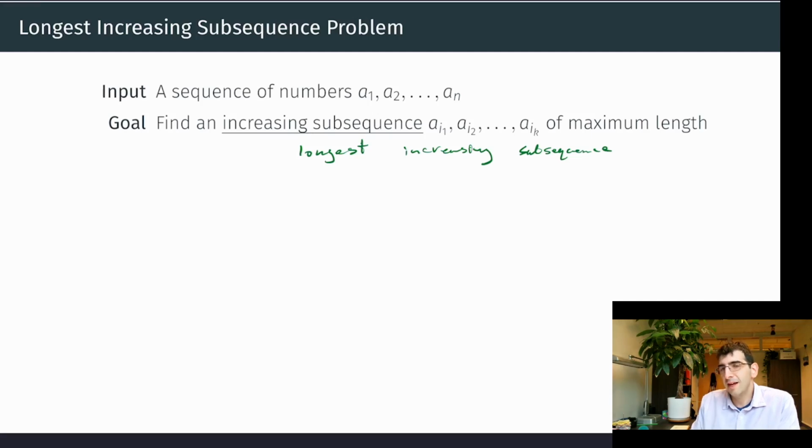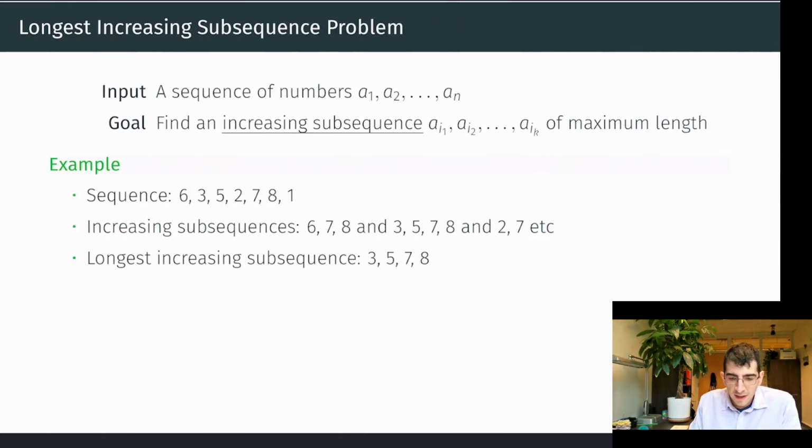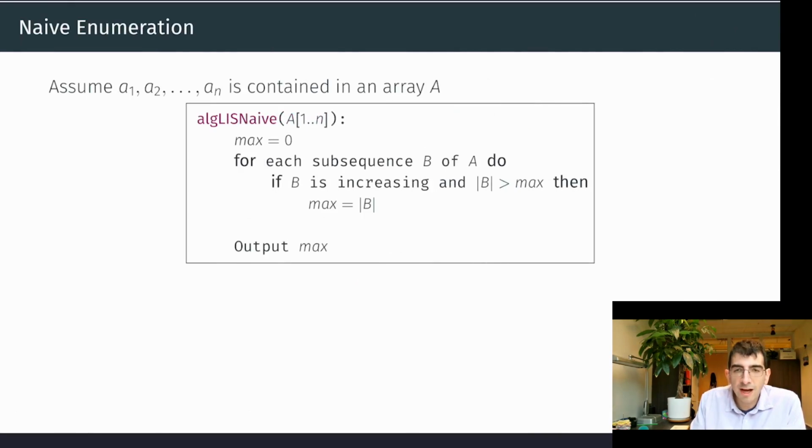Okay, so what do we do? Well, first, let's consider what the longest increasing subsequence would be. For example, in this sequence, 6, 3, 5, 2, 7, 8, 1, you have multiple increasing subsequences. You have 6, 7, 8, 3, 5, 7, 8, 2, 7. But the longest increasing subsequence, there's only one. It is the 3, 5, 7, 8 subsequence. Okay, so how do we solve this problem?